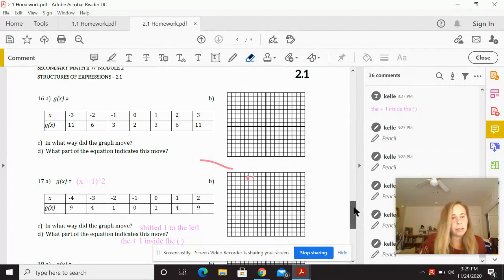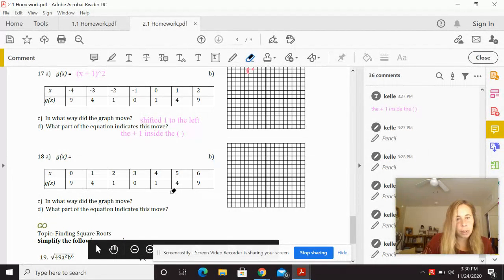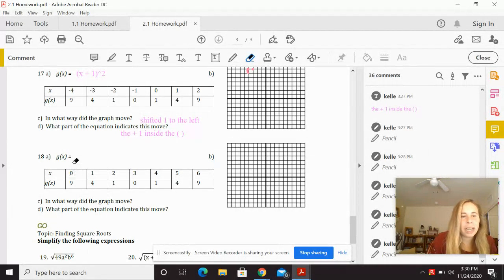Forget it. All right, since I kind of made that one hard, let's do number 18. So once again, 0, 1, 4, 9. Those are the same. So the y values stay the same. The x values, instead of starting at -3, we're starting at 0.